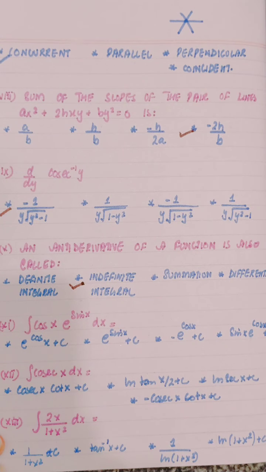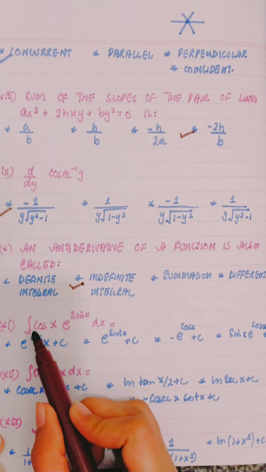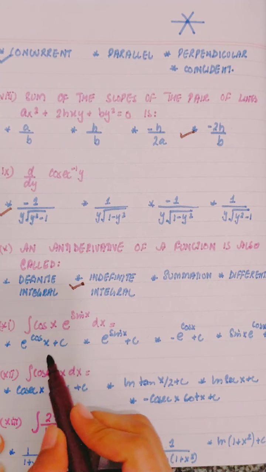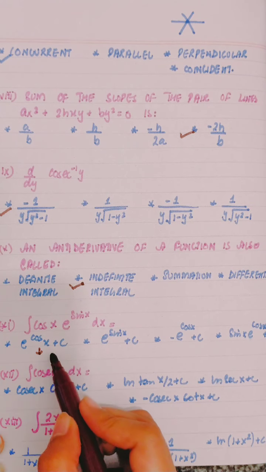In part 11, integral of cos x into e to the power sin x dx. We know that integral is basically antiderivative. ठीक है? अगर मैं e की power cos x को derivate करूँ, तो what will be the answer?